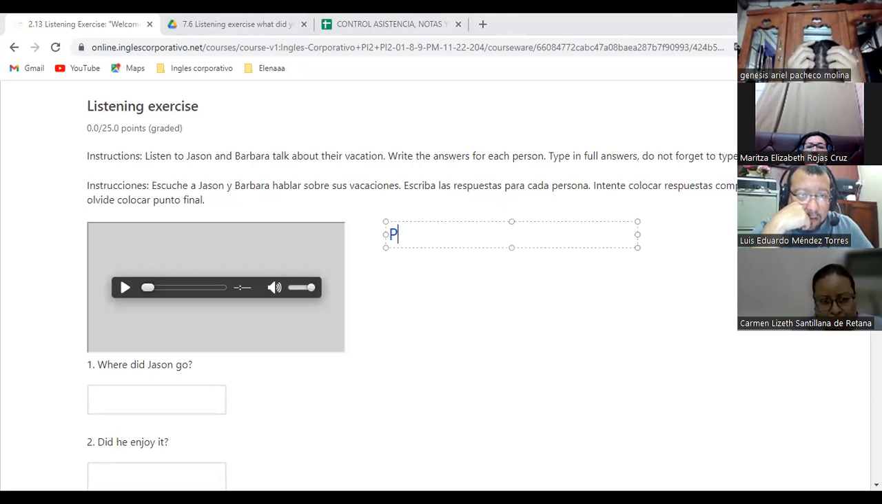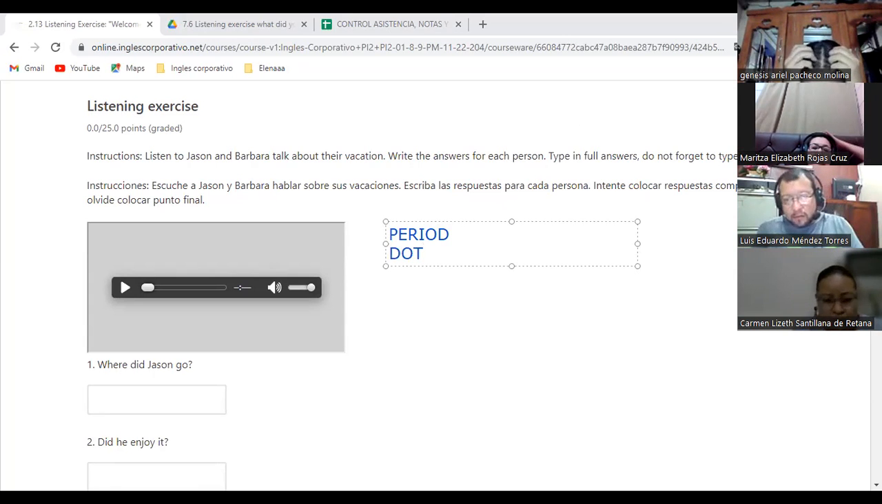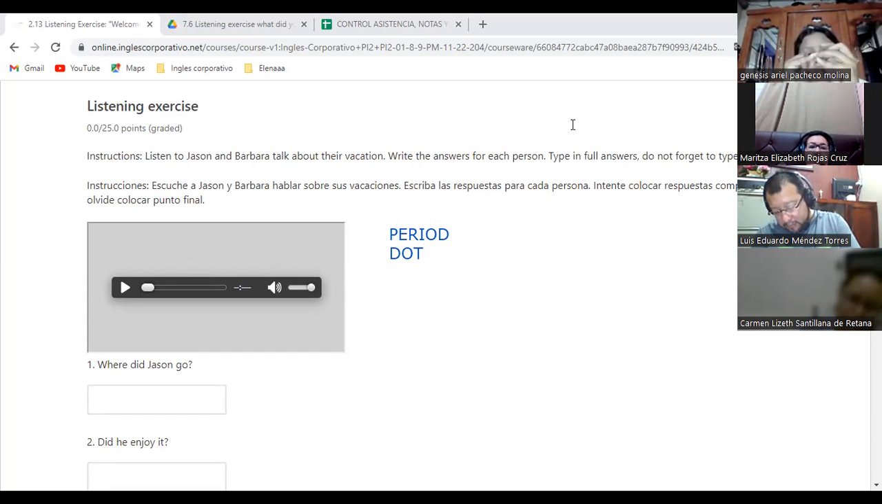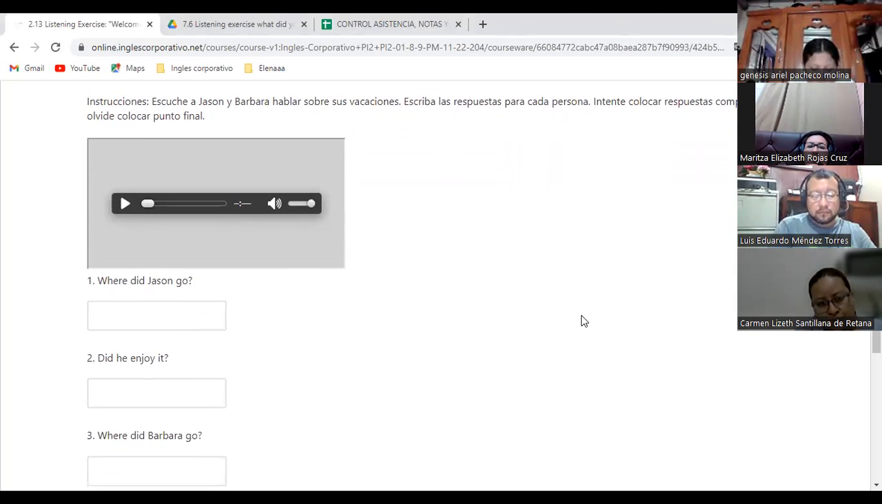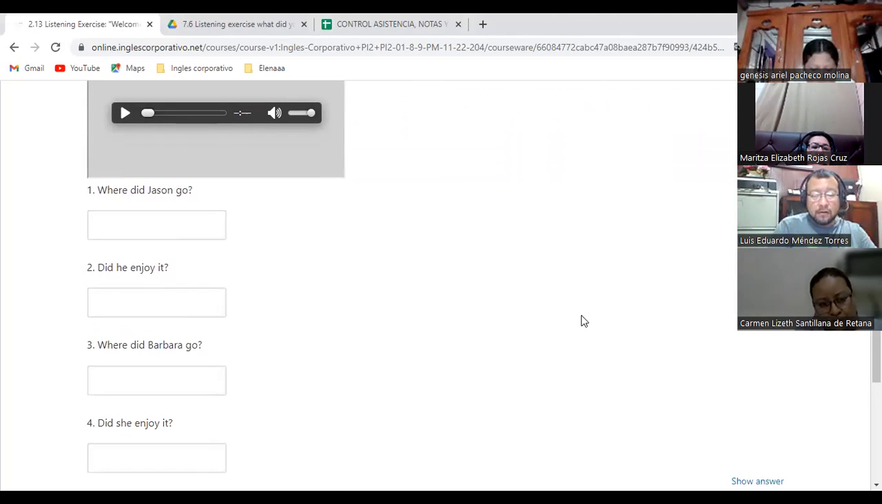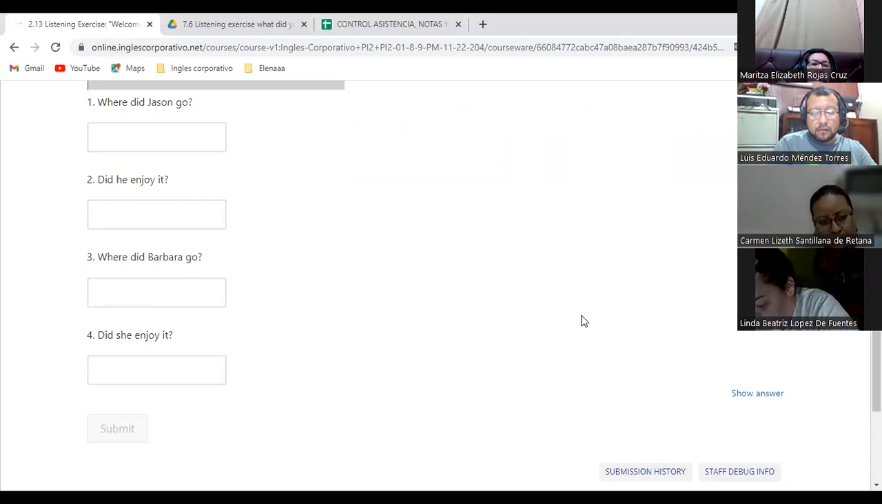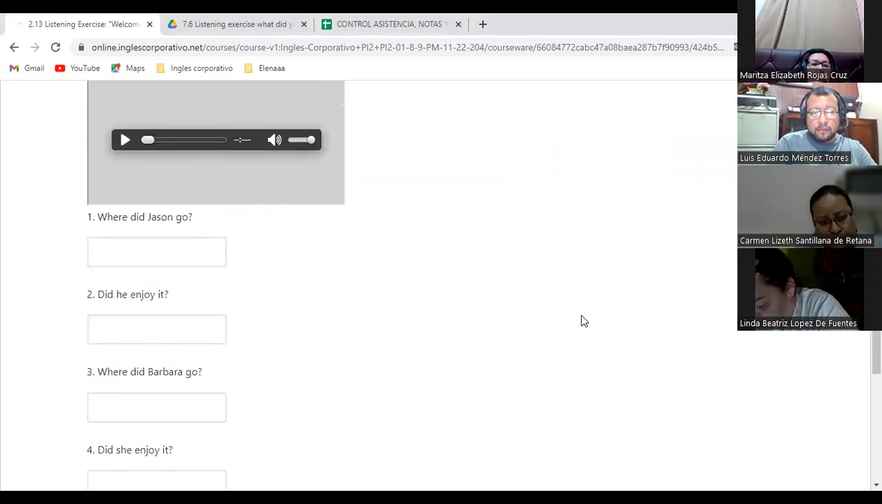Punto final. ¿Cómo se llama el punto que va en medio de la oración? ¿Quién se acuerda? Period es punto final. No, no solo es period. Hay diferentes tipos de puntos en puntuación. Dot. Muy bien, clase. Dot, punto que va en medio de la oración. Period, punto final. Right? So do not forget to type a period. Y si se fijan, no dice to write. ¿Qué nos dice? To type, porque esa es la acción que estamos haciendo. Typing, we're typing. So, where did Jason go? Did he enjoy it? Where did Barbara go? Did she enjoy it? Francisco, dígame.